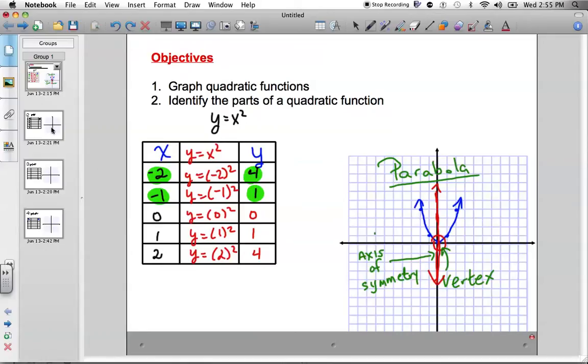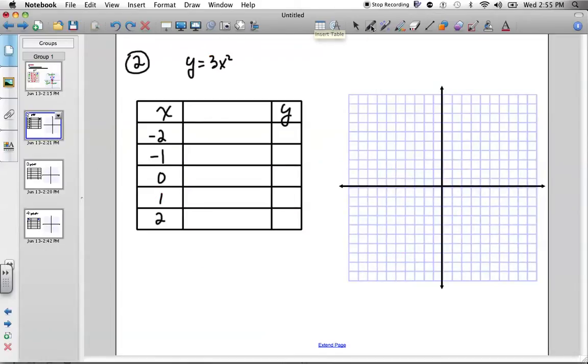That's the parent function. Let's look at a few other examples that are variations of the parent function, y equals 3x squared. And we're going to approach this the same way, where we just take our input values given to us in the table and properly substitute. Again, remember the correct order of operations, which would be to do the exponent piece before we multiply. So -2 in parentheses squared is 4. 4 times 3 is 12.